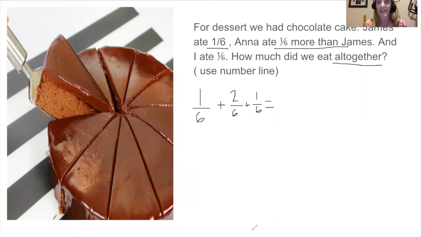So let's try it. We read, we planned, now let's solve. Here is my number line. My number line is going to be cut into 6 pieces because my denominator is 6, and that's how many pieces my delicious chocolate cake was cut into. So let's do it. 1/6, 2/6, 3/6, 4/6, 5/6, 6/6.